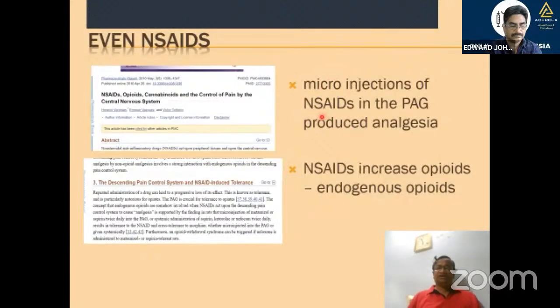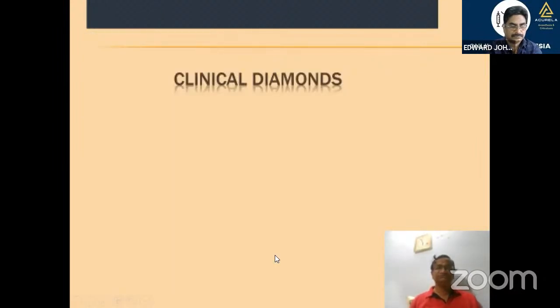Non-steroidal anti-inflammatory drugs, brufen, diclofenac are supposed to act peripherally on the pain side, but now they have said micro injections in the periaqueductal gray release endogenous opioids. Some NSAIDs, do they have a role in descending pain?